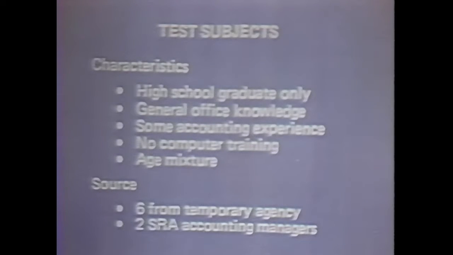These are the characteristics for the test subjects we chose. High school graduate, business knowledge, some accounting experience, no computer training, and a mixture of ages. We got those specifications directly out of the audience requirement statement for Datamaster. People like that are the people expected to use this product. We got 6 from temporary agencies and 2 from SRA in Chicago. What did we get for our trouble? We got 400 hours of videotape.